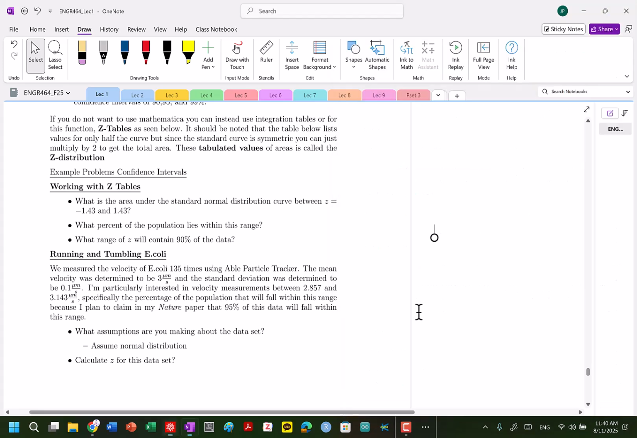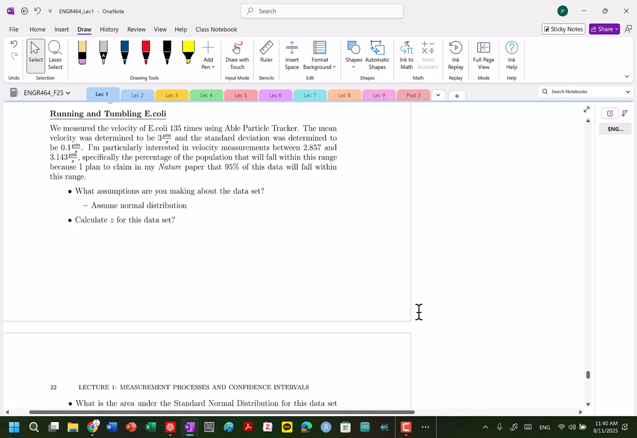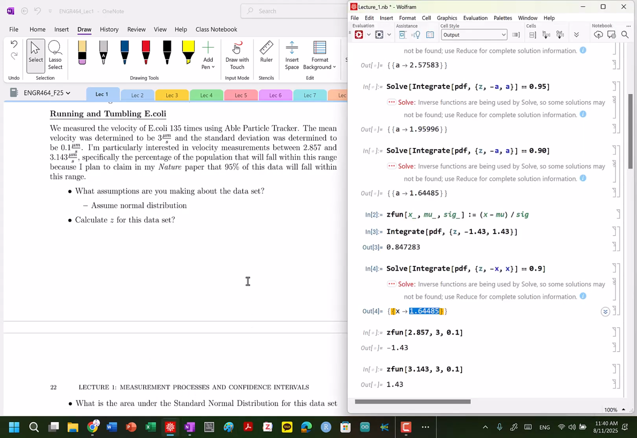Let's do another example. Let's look at this E. coli example. So we measured E. coli 135 times with a particle tracker. We found a population mean and a standard deviation of 0.1. We're interested in these measurements, 2.875 and 3.3, and I plan to claim that 95% will fall within this range.